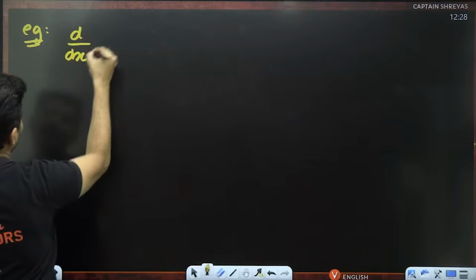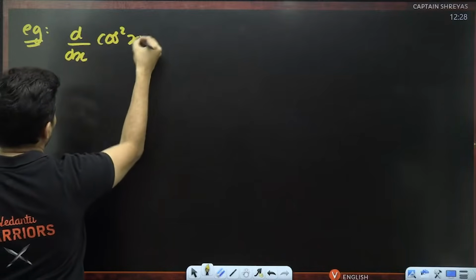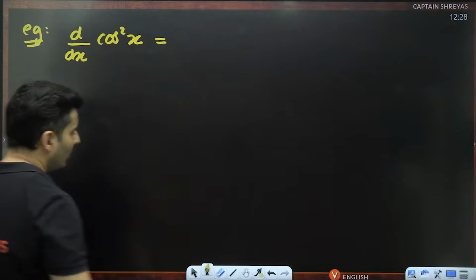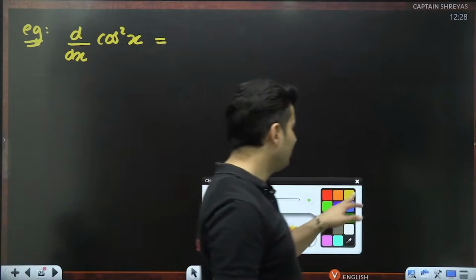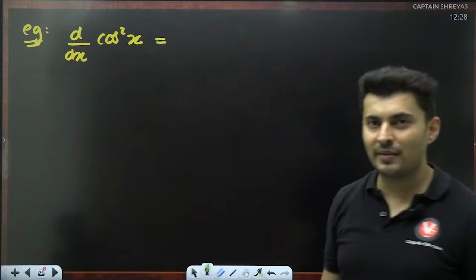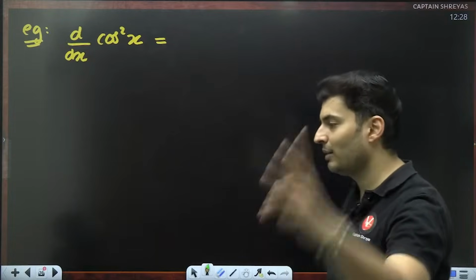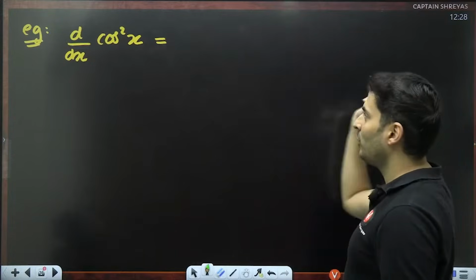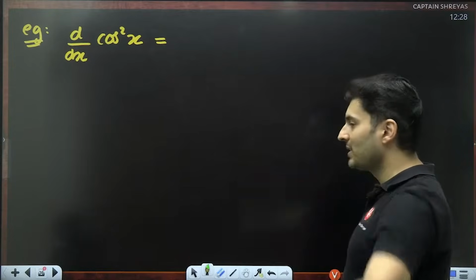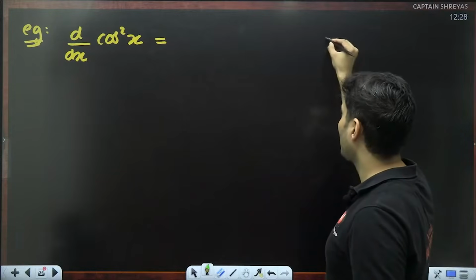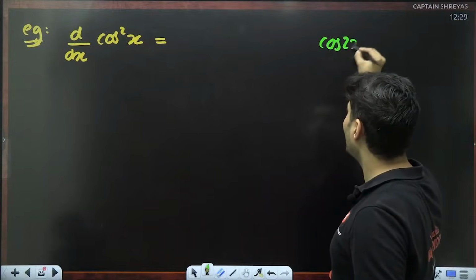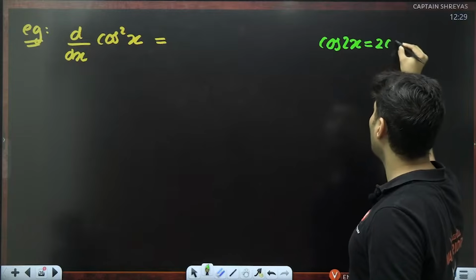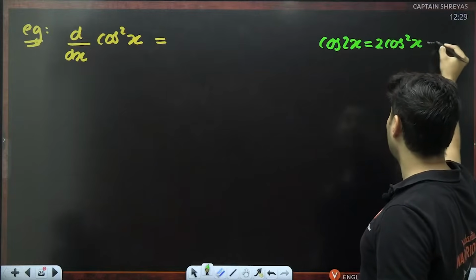Find the derivative of cos square x. Do I know some trigonometric formula with cos square? I think I know the double angle formula of cos. The hint is: use that hint and solve the problem. Come on. Cos 2x was 2 cos square x minus 1.